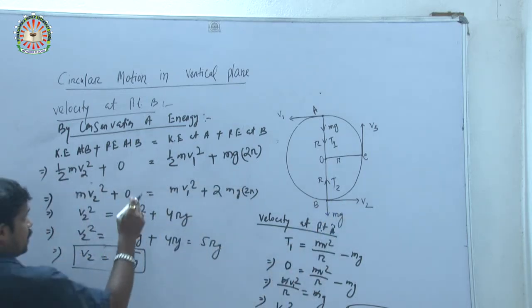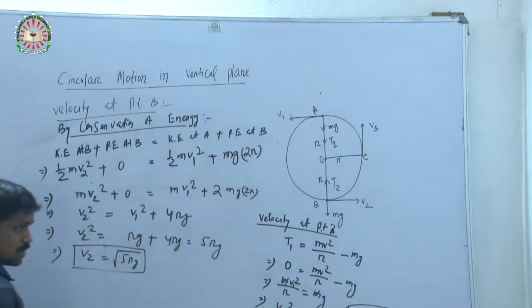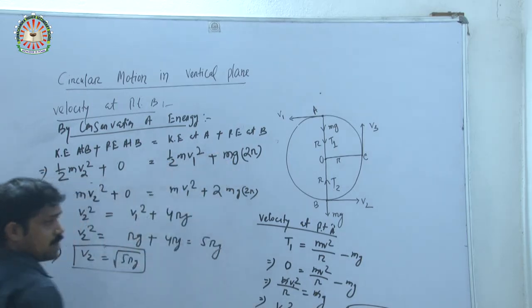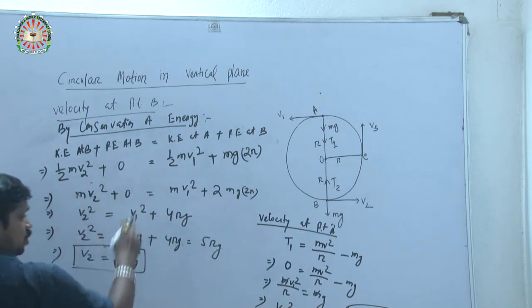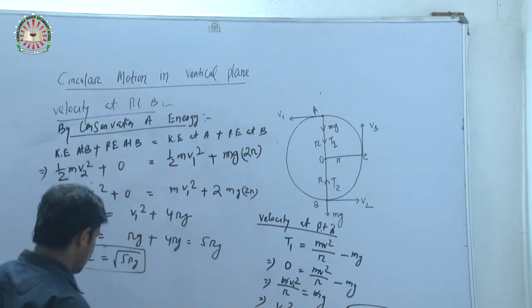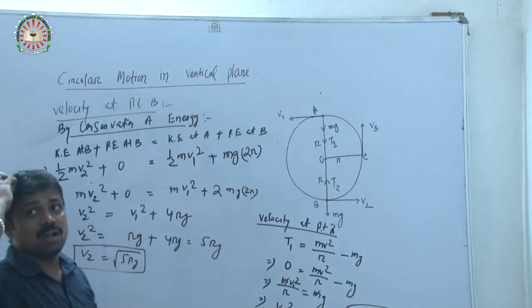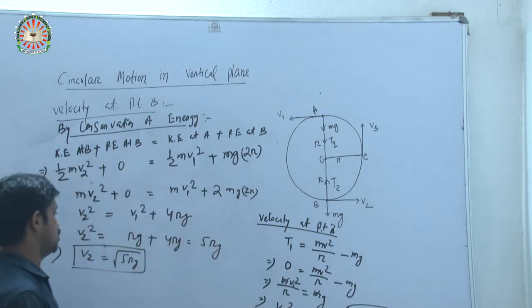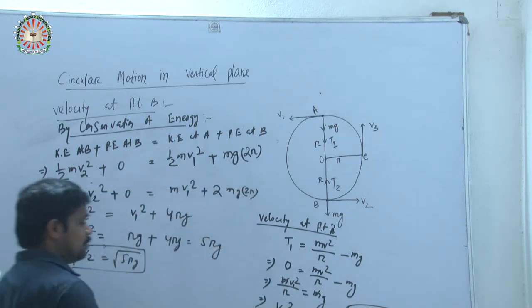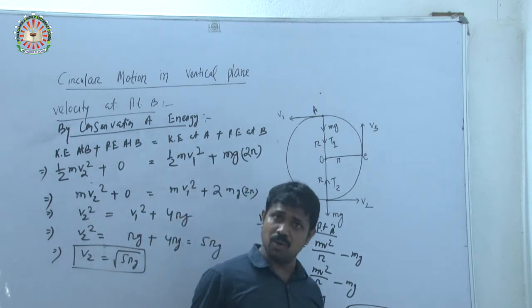So listen again, I will repeat. To cancel out this half, you have to multiply by 2 here. Okay, multiply by 2 on this side, and multiply by 2 on this side, so that the half will be cancelled out. So you have to multiply by 2 on LHS and RHS. Clear? So that you will get this equation, and v2 is equal to root over 5rg. Clear? So this is my minimum velocity at point A. This is my minimum velocity at point D. Clear to all of you? Okay.